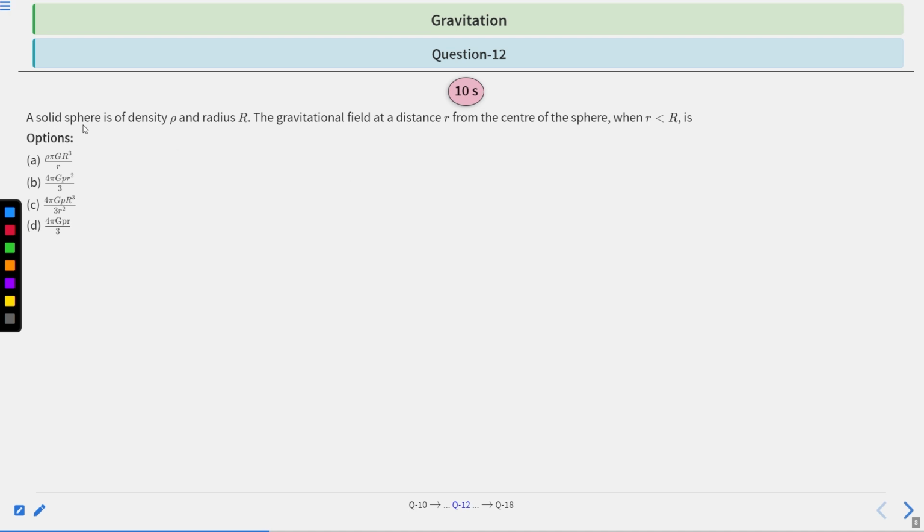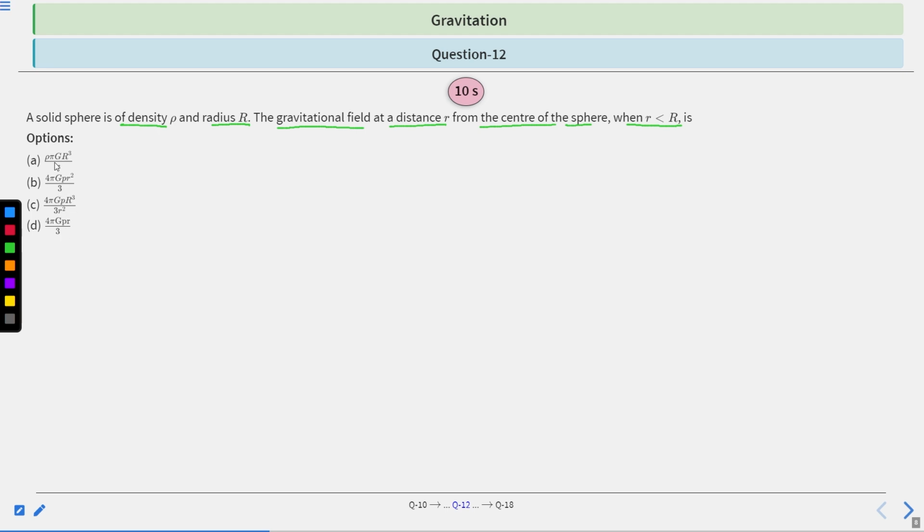A solid sphere is of density rho and radius R. The gravitational field at a distance r from the center of the sphere, when r is less than R. Clear? So which option is correct? Option A, option B, option C and option D. Which one is correct?